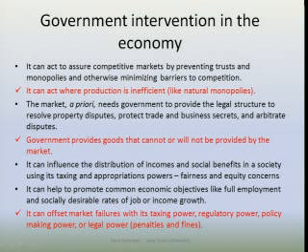And then lastly, the government can offset market failures with its taxing power, its regulatory power, and its policy-making power or penalty power.